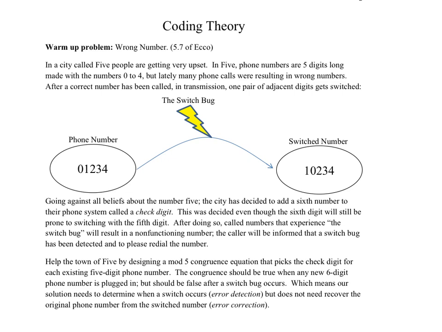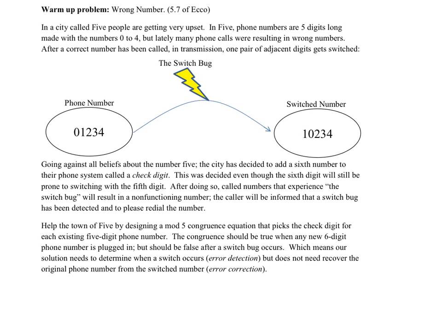So it might be something like you type in 0, 1, 2, 3, 4, and the check digit, let's just say it's 3. You call that number and boop, boop, boop, a switch bug occurs, and you get an automated message saying, please try to call again. The switch bug has occurred. So that's what our fix is going to look like. Now let's just highlight the difference between detecting and correcting. Here, when we're just saying, hey, the switch bug has occurred, try again, that's just detecting.